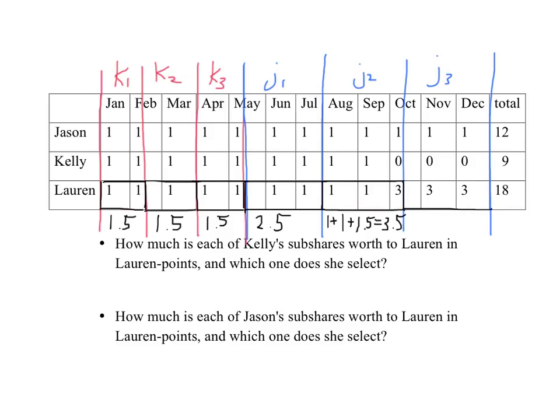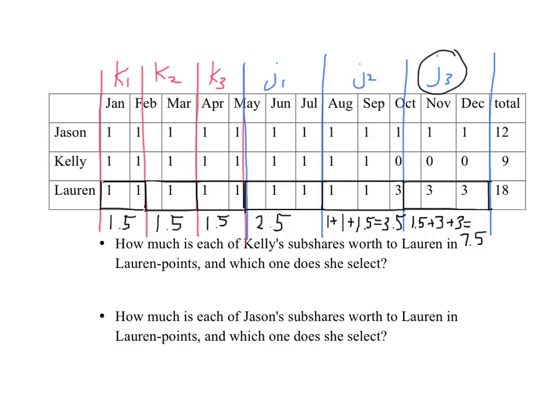Finally, J3, mid-October through the end of December, you've got the other 1.5 Lauren points from the second half of October, plus 3 Lauren points from all of November, plus another 3 Lauren points from all of December. That makes a total of 1.5 plus 3 plus 3, which is 7.5 Lauren points for J3. There is no doubt which subshare she's going to want to take from Jason, and that is J3. So Lauren will take mid-October through December from Jason. That means that Jason will have mid-May through mid-October.